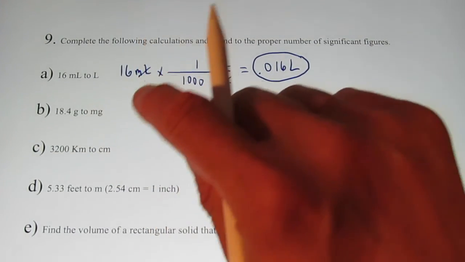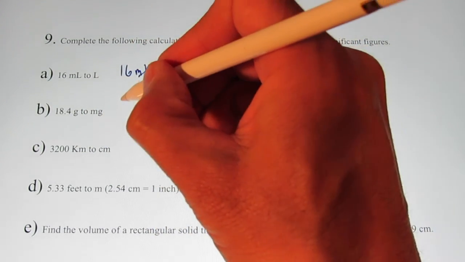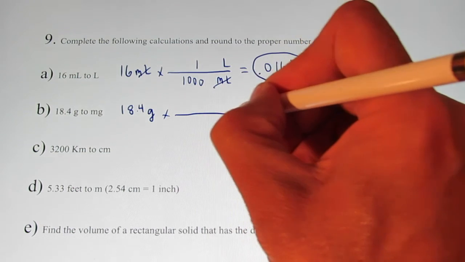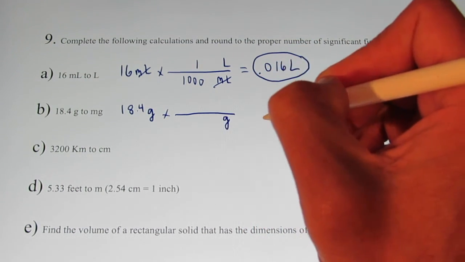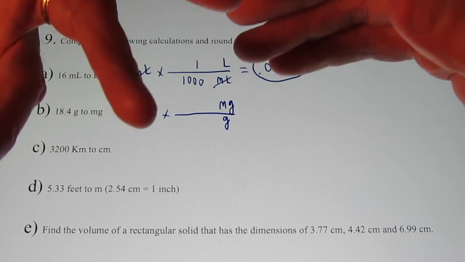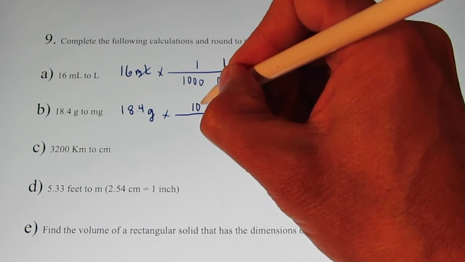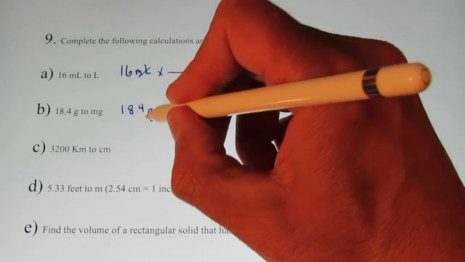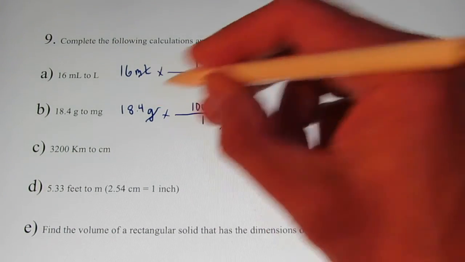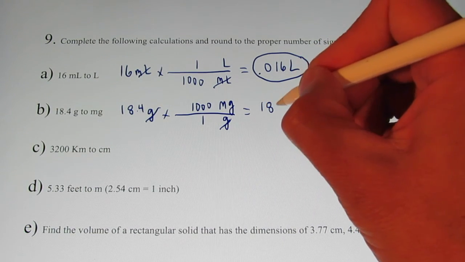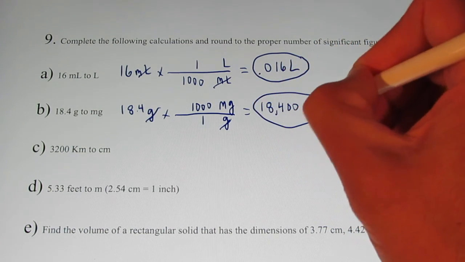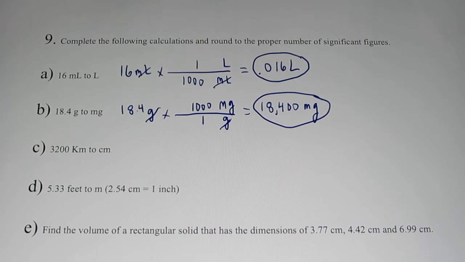Okay, let's try 18.4 grams to milligrams. So 18.4 grams, we'll multiply by a conversion factor. Did you guys put grams on the bottom and milligrams on top? Because that's what I'd like to get into. So milli means thousandth. That means there's 1,000 milligrams in a gram. So this time, 1,000's on top, so we're going to multiply by it. So 18.4 times 1,000 is 18,400 milligrams, are the same as 18.4 grams.